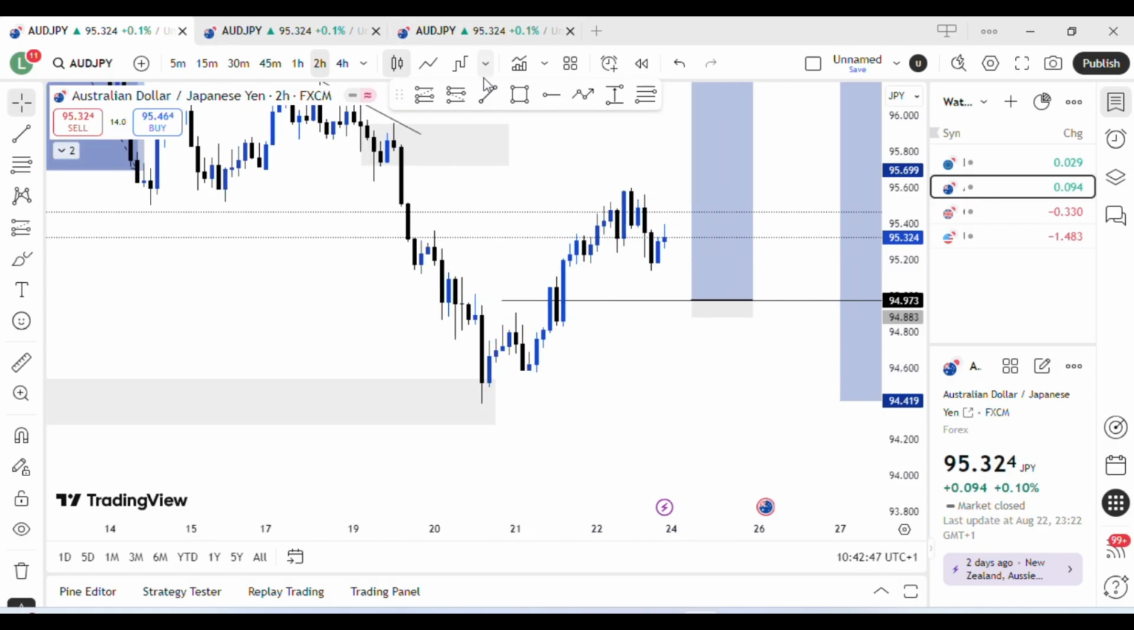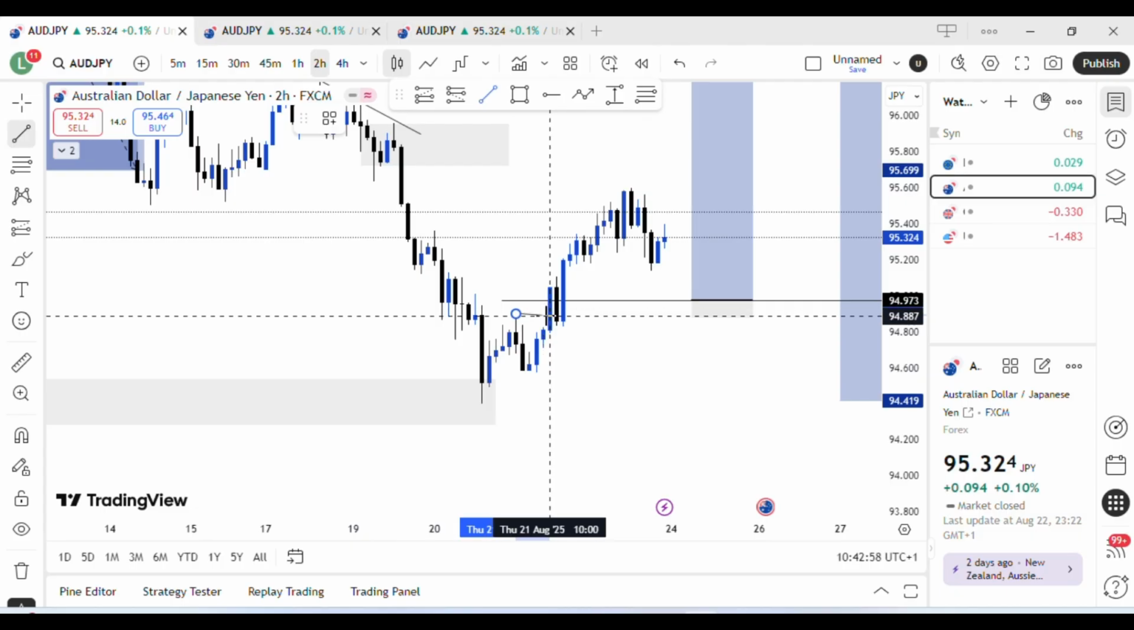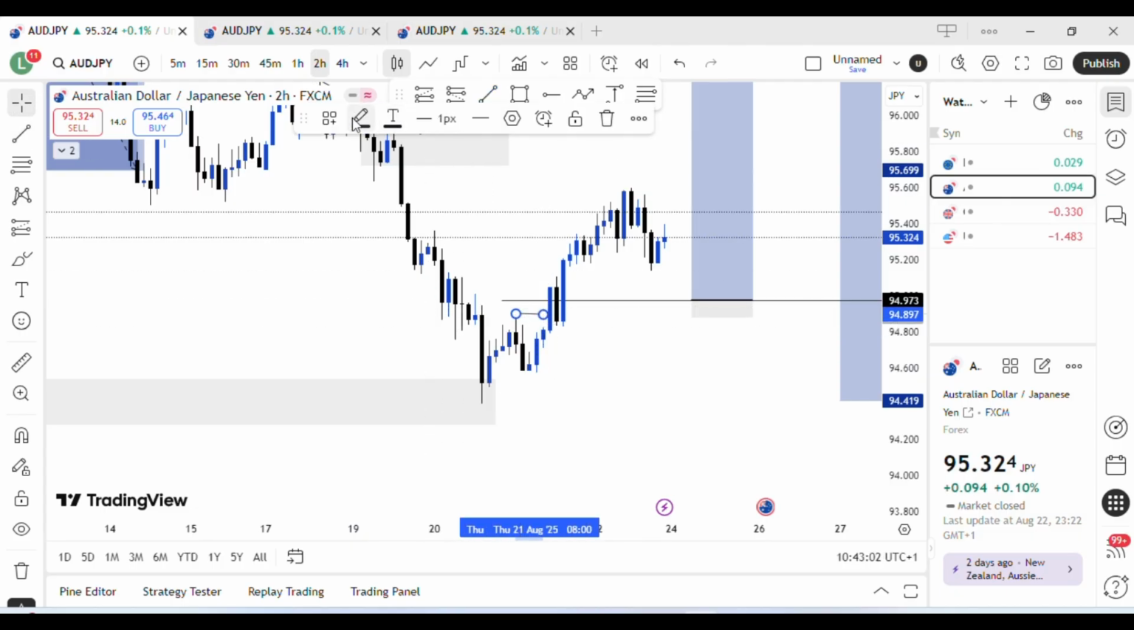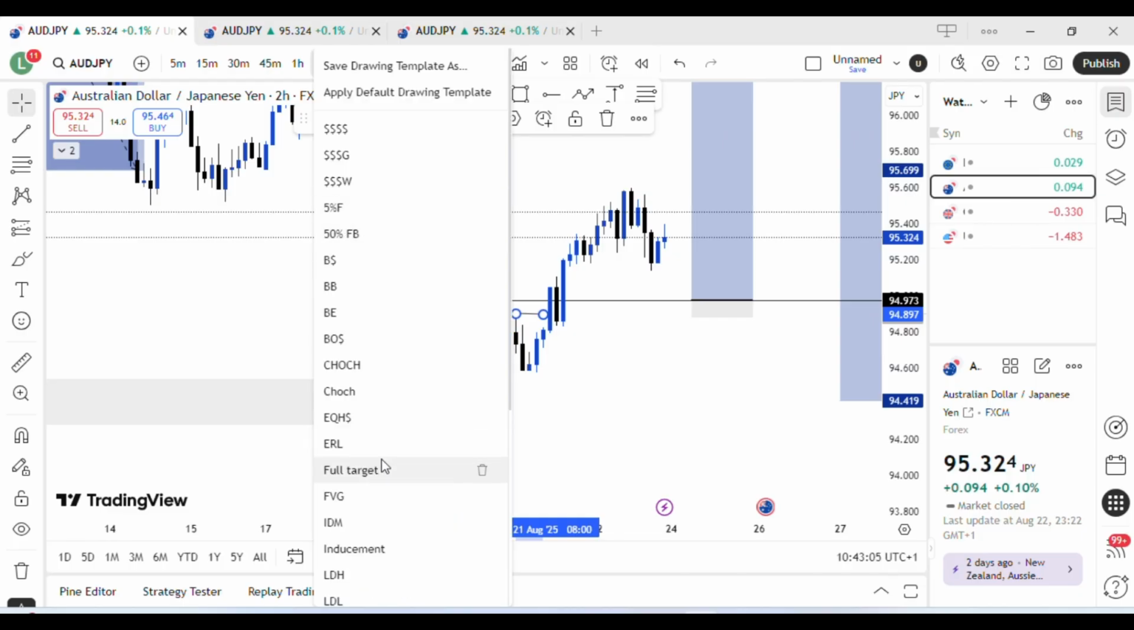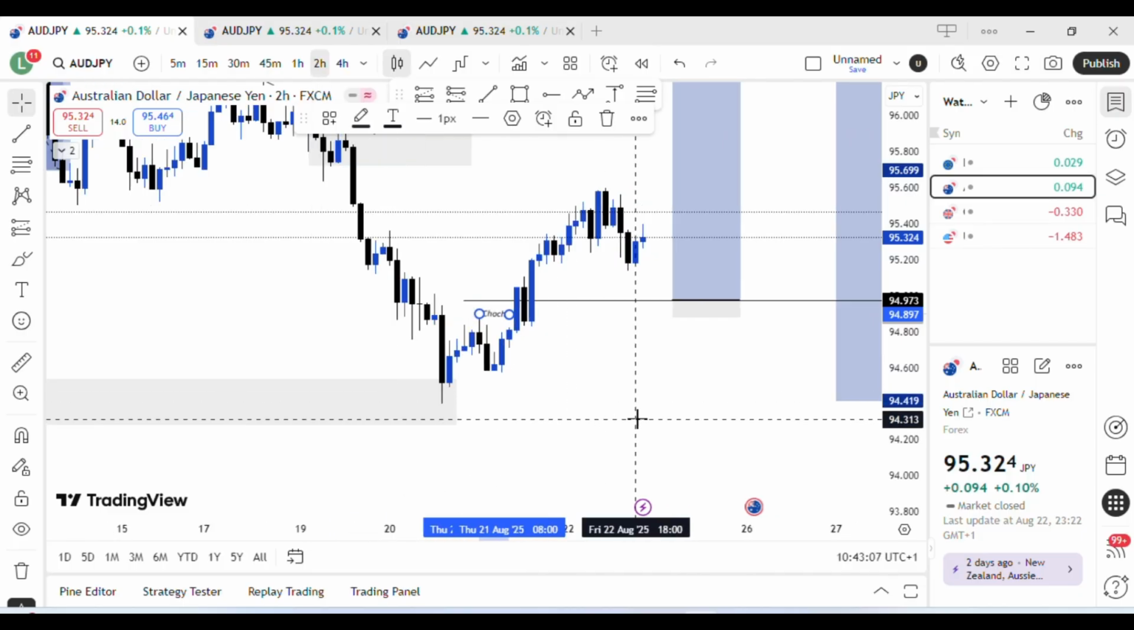Now if you look at the market, you see that the market has done something like this at this area. This is something like a change of character. Here we have a change of character, our big market structure shift.